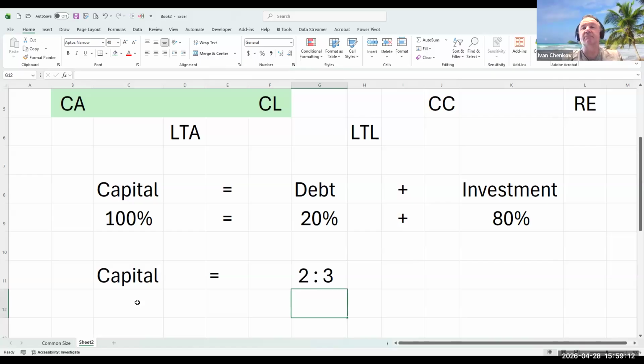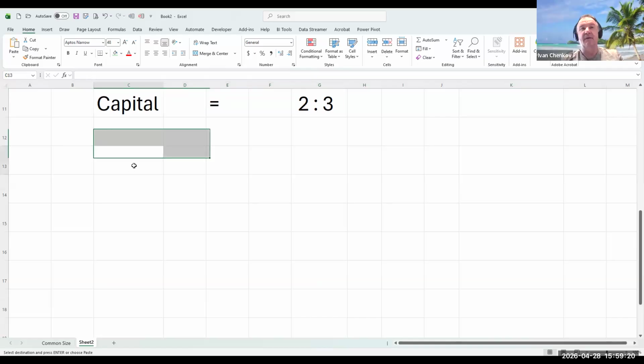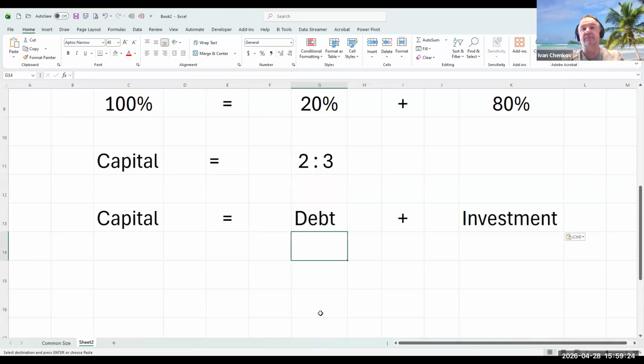What that means to me, if we have to translate it, is that my debt is 2, my investment is 3, and my capital is how much? Can you quickly tell me?